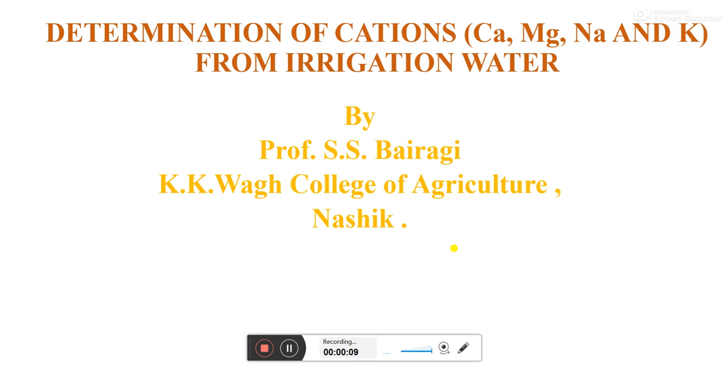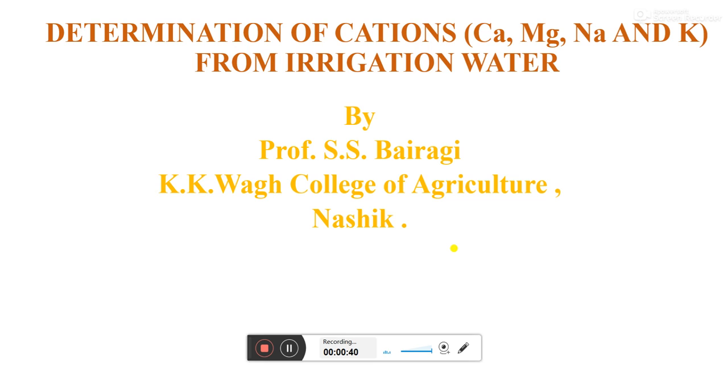Now our today's topic is the determination of cations, that is calcium, magnesium, sodium and potassium, from irrigation water. When we talk about cations, cations means those having positive charge. There are two types present in irrigation water, cations and anions. Positively charged ions are called cations.